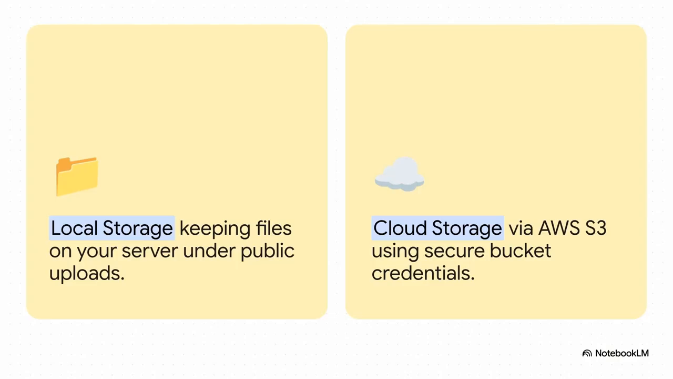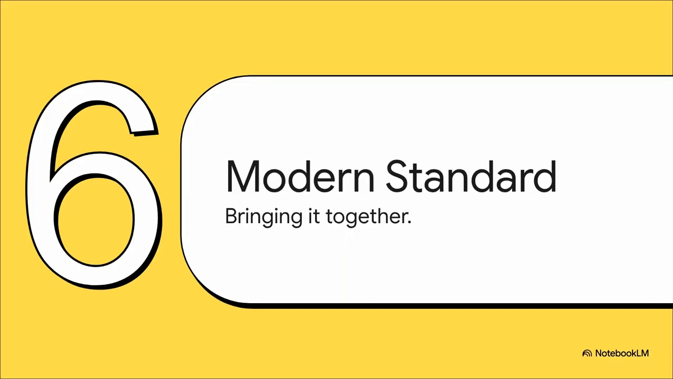When you're dealing with enterprise applications, organizations absolutely must maintain control over where their data and specifically user uploads actually live. Securiane gives you options here. You have the simplicity of local storage, which keeps files right on your server under the public uploads directory. Or if you need true enterprise scalability, you can route uploads directly to cloud storage, specifically AWS S3, using secure bucket credentials. And the best part? Whether you choose local or cloud, the system still performs that full validation for type, size, and integrity that we talked about earlier.